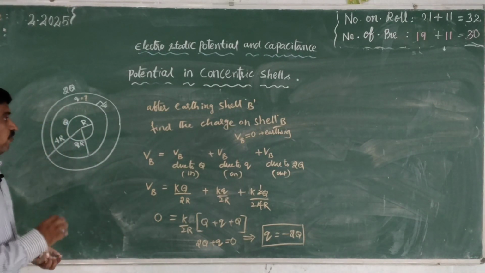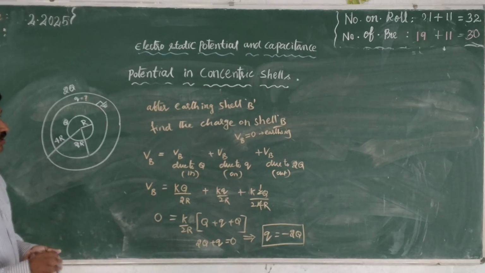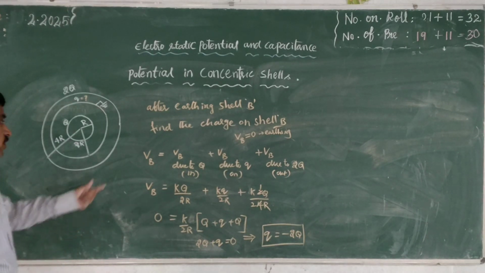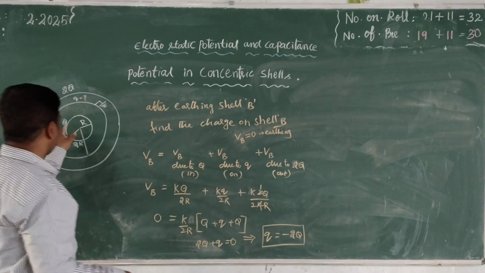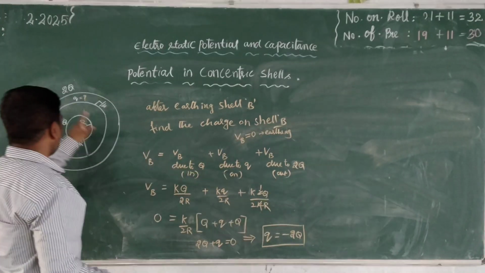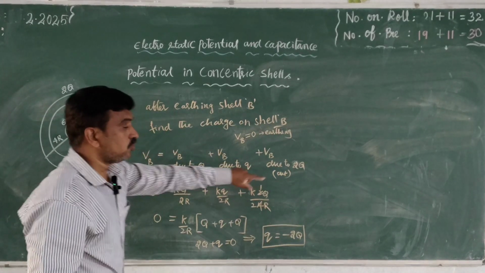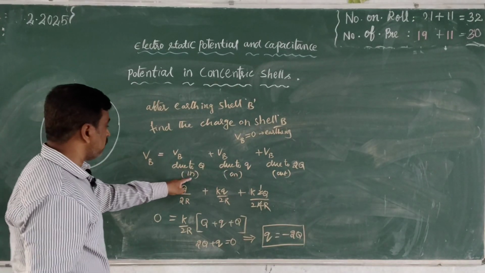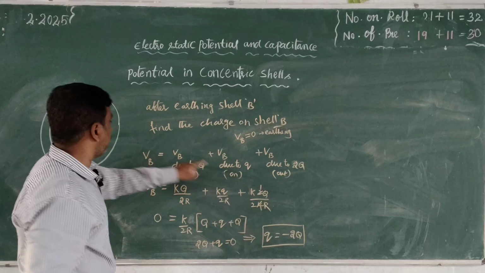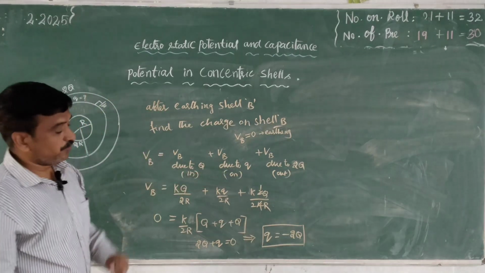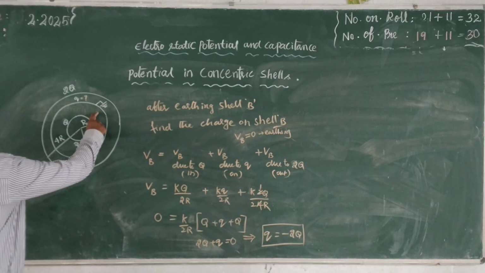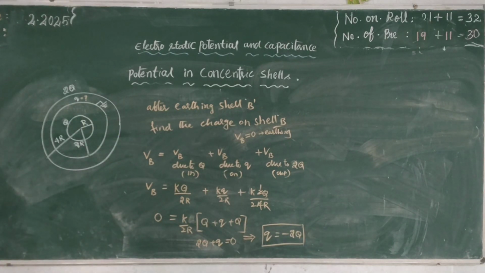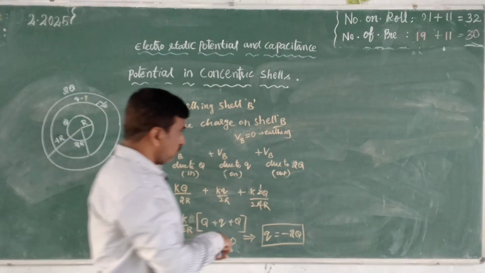Like that we can find out potential on shell B after earthing. So what we can do now, first potential on B we can write. Potential on B due to q, potential on B due to small q, potential on B due to 2q. So potential on B due to q means inside point, small q means on surface, 2q means outside point. So like this we can find out what is the charge on surface B after earthing surface B.